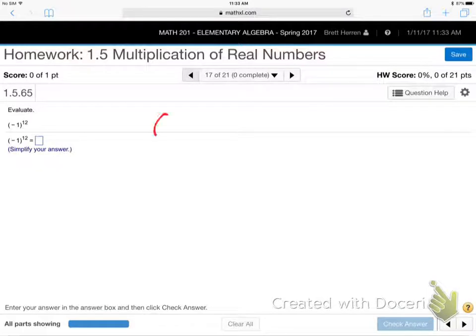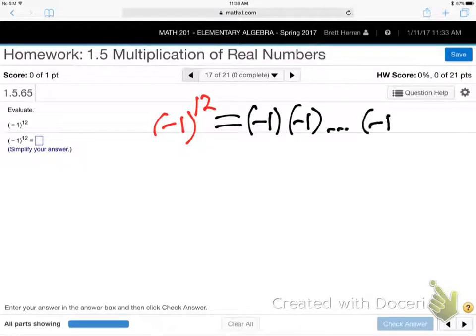So negative 1 to the 12th power. What does that equal? That means negative 1 times negative 1, 12 times, right? That's what the power means. You guys know that, huh? Those power buttons, they mean multiply that thing together that many times, right?